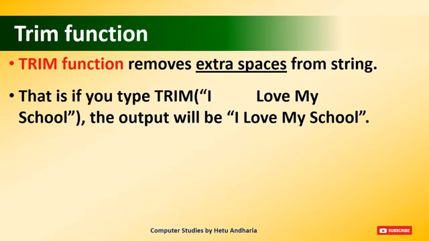The TRIM function is very useful because many times we make a mistake in adding space between the words. Suppose if I type I love my school, I may give more space between I and love, and between love and my also I may give 2, 3 spaces by mistake. If you use that function, it will remove all the extra space from between, and in the output it will leave exactly one space between the two words.